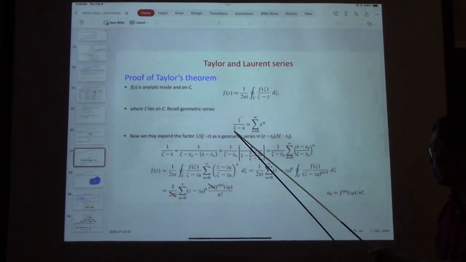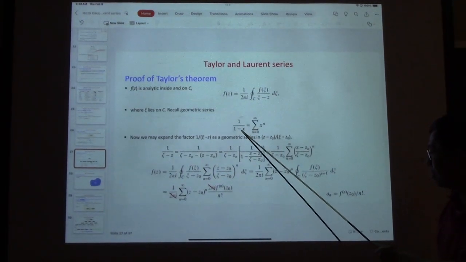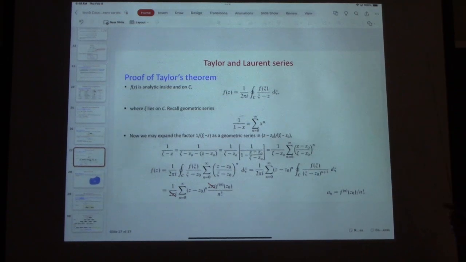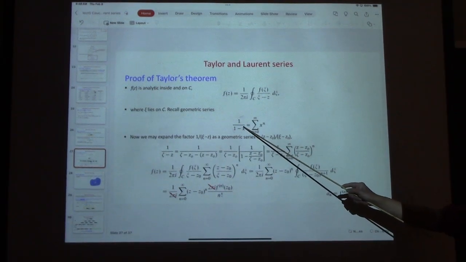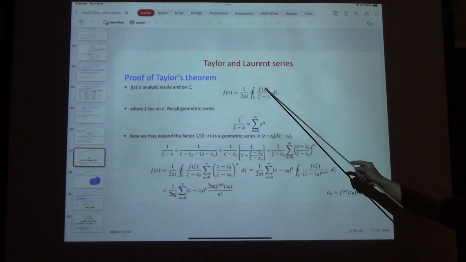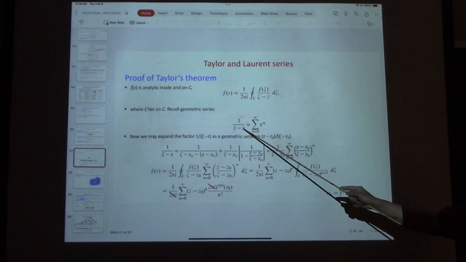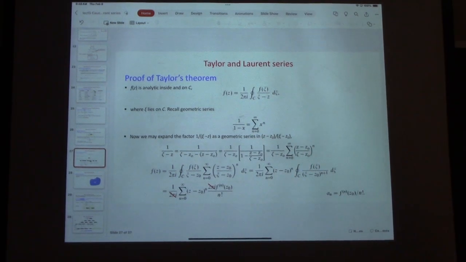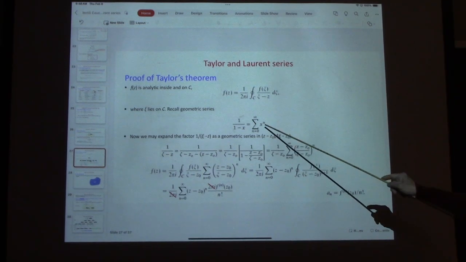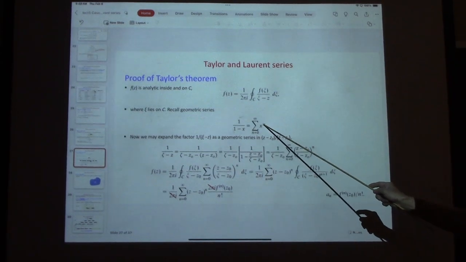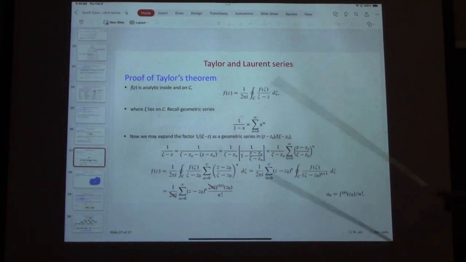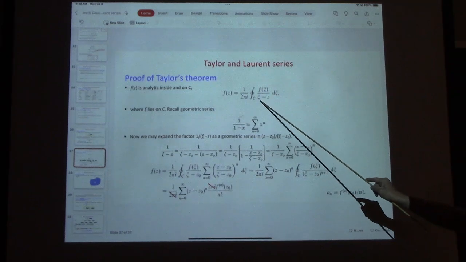So 1 minus 1, 1 over 1 minus x. So what we want to do is, if we can somehow rearrange it so this x becomes z minus z0, that's what we want. At the end, we will have a polynomial in z minus z0, right? So let's do that.